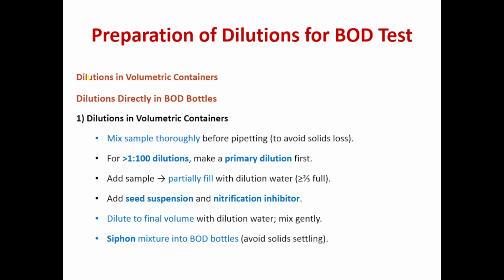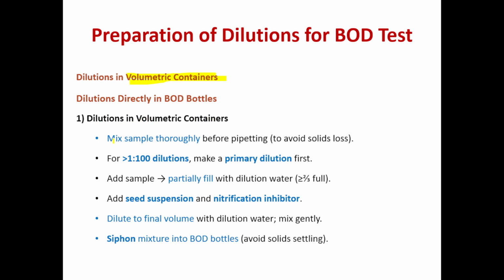We can prepare these dilutions in two ways. The first is in a volumetric container. The second is directly in BOD bottles. It is based on the requirement, whichever one we want. So the first is the preparation of dilution in volumetric containers.